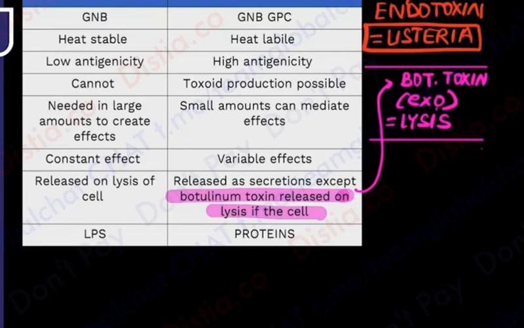One thing I want to ask you from your pathology lectures, tell me something that you have already told me: that endotoxin is released on lysis, and it's going to come out and create an impact on the body.